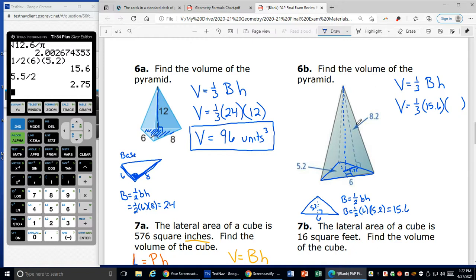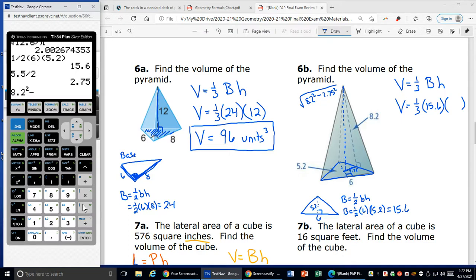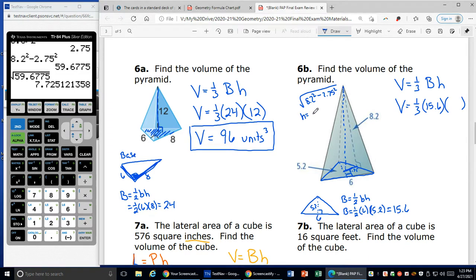So I have to figure out what my height is. My height is going to be a leg. So I'm going to take 8.2 squared and subtract the 2.75 squared. 8.2 squared minus 2.75 squared gives me 59. Oops, I forgot to square root that. I was like, why is that so big? Let's square root that answer. The height of this pyramid is 7.725.